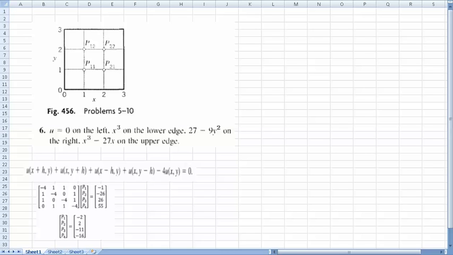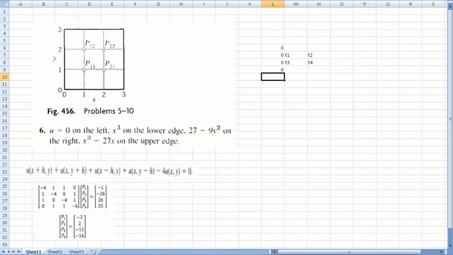I'm going to put right here, I'd rather call it T1 actually, temperature 1, temperature 2, temperature 3, and temperature 4. Now, it says on the left the temperature is equal to 0. So let's put 0, 0, 0, and I'm going to put 0 there.